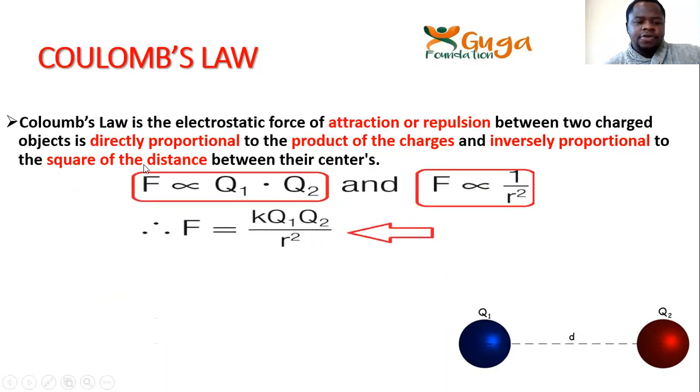So now force is directly proportional to the product of the charges, Q1 by Q2 is the product, and this force is also inversely proportional to the square of the distance, so 1 over R squared. For us to change this proportionality, we must put a constant K. Here we put an equal sign, and also a constant K in Q1 Q2 over R squared.